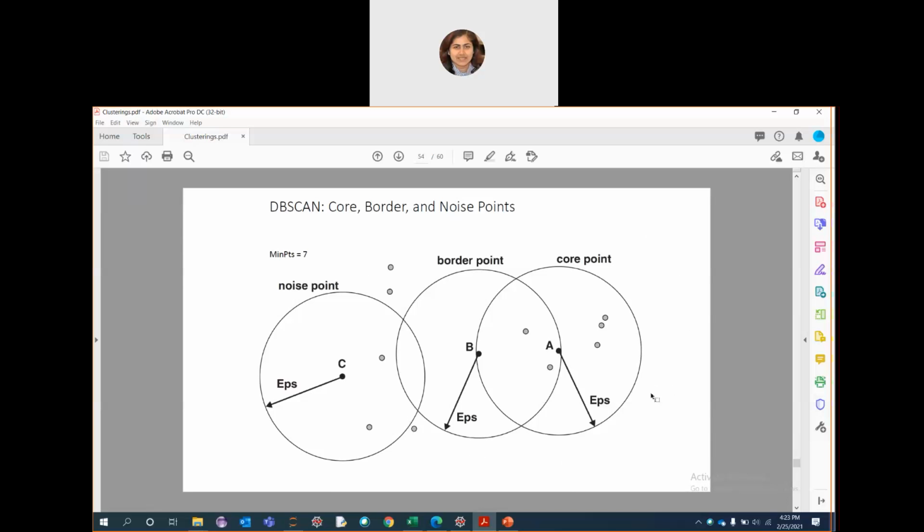So we always have to see what the epsilon is. Based on the epsilon, we define the circle or the region around the data point. Then you have to determine which is the core point based on the min points. Looking into that, you need to decide which are the border points and which are the outlier points or the noise points.